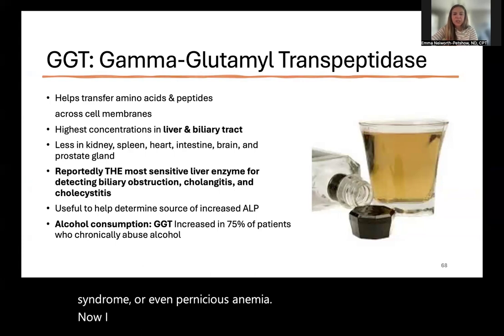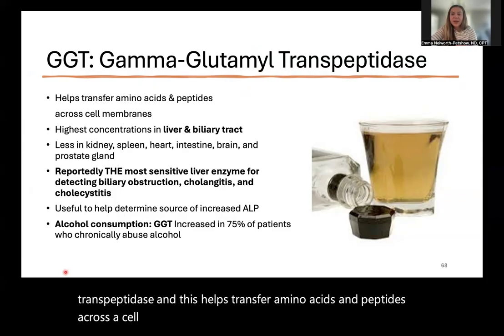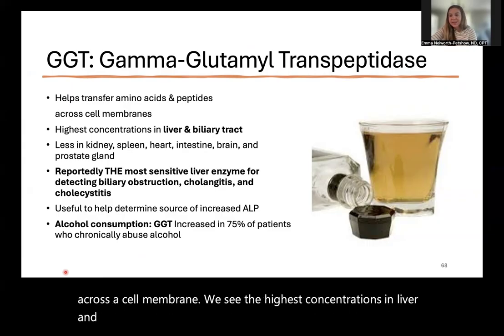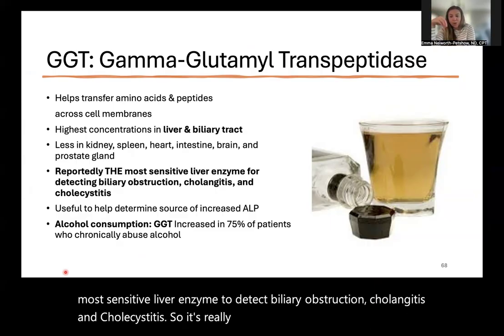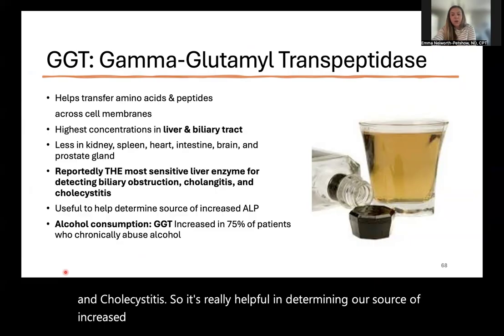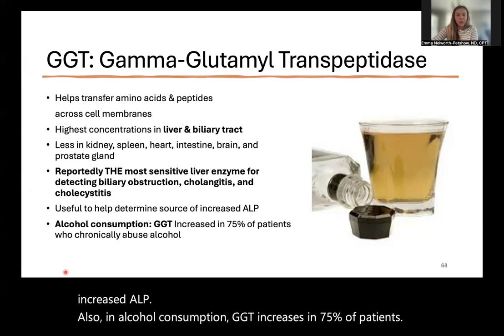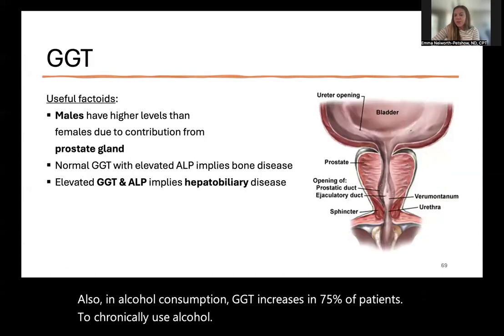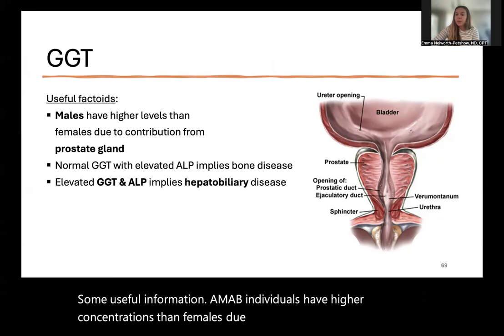Now, I mentioned GGT. GGT is gamma glutamyl transpeptidase, and this helps transfer amino acids and peptides across a cell membrane. We see the highest concentrations in liver and biliary tract and less in other organs, and it's reportedly the most sensitive liver enzyme to detect biliary obstruction, cholangitis, and cholecystitis. So it's really helpful in determining our source of increased ALP. Also, in alcohol consumption, GGT increases in 75% of patients who chronically use alcohol.